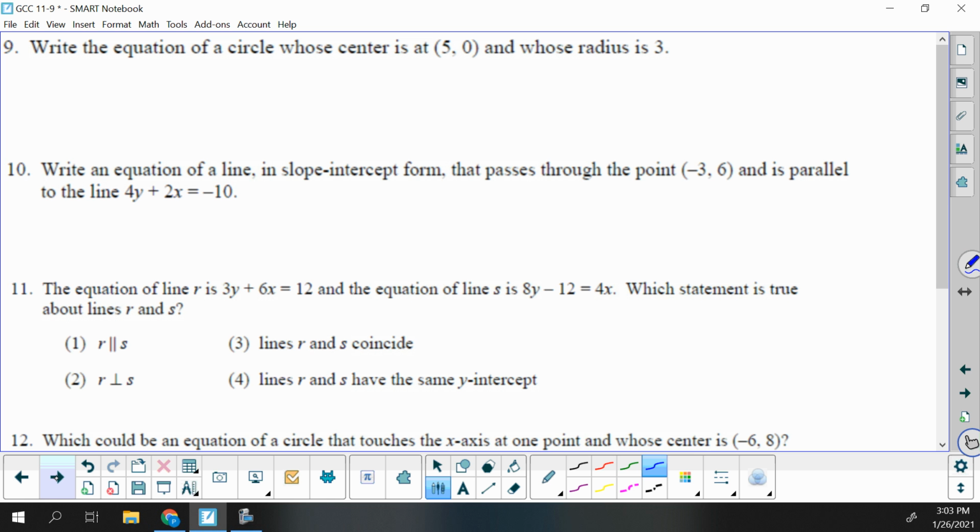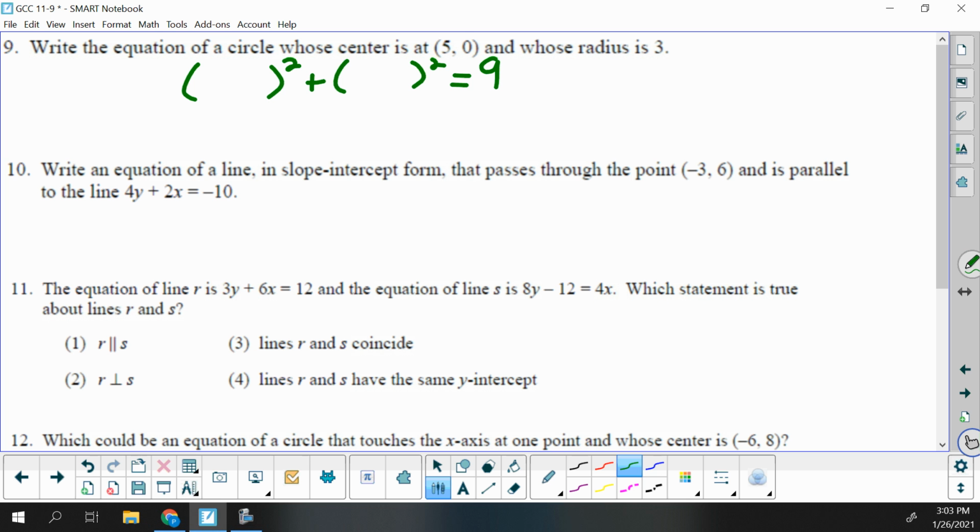All right, moving down to question 9. So we're going to write our equation of our circle. So we're going to have the x part squared plus the y part squared equals the radius squared. Well, the radius squared is 9 because 3 squared gives us 9. 3 times 3 is 9.